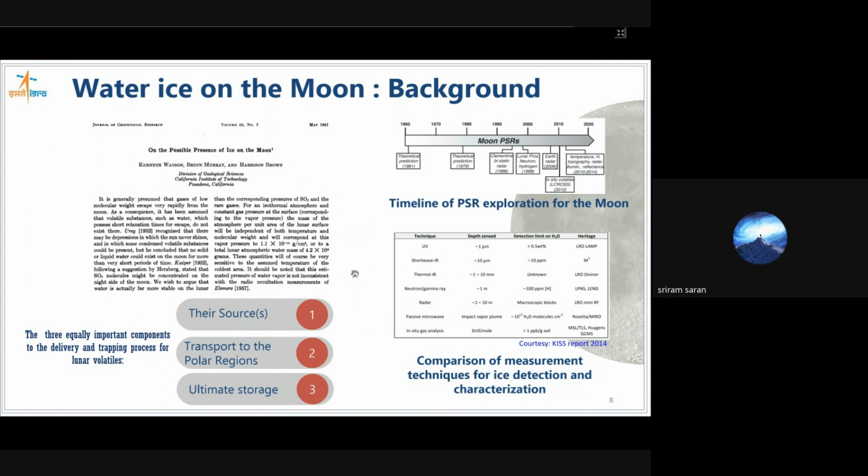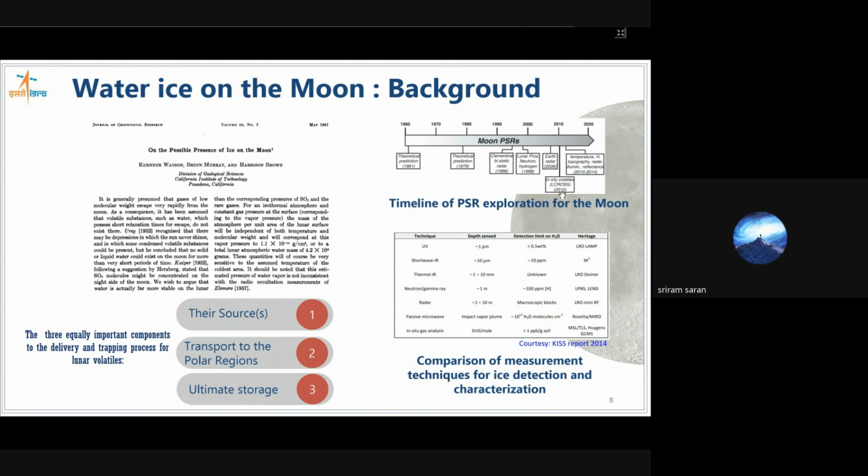Exogenic in the sense that they could be delivered from, let's say, comets or other icy asteroids during their impacts. And endogenic processes are because of the end products of volcanism. And then once they are delivered to the surface of the moon, the transport process of these water or ice to the polar regions, and then how they are stored for these billions of years. So all these things play a very important role in determining the exact location as well as the abundance of water ice when we deal with the radar.